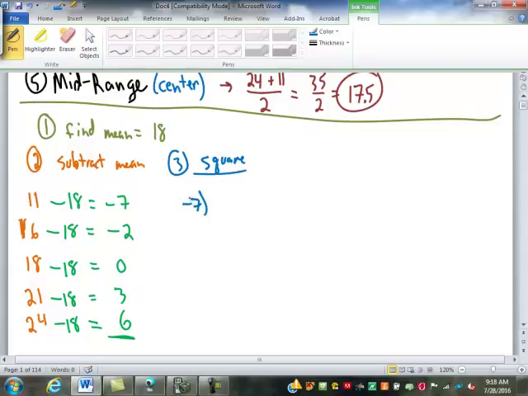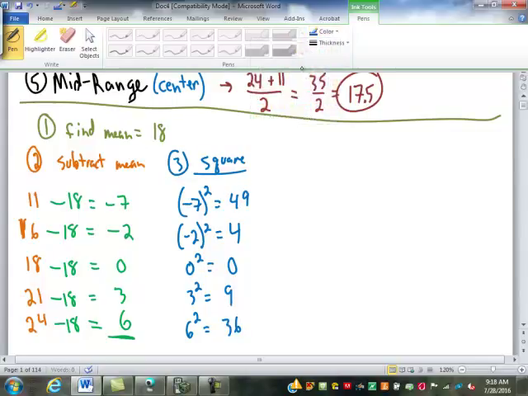So -7 squared is 49. -2 squared, 4. 0 squared, 0. 3 squared, 9, and 6 squared, 36. Wonderful.